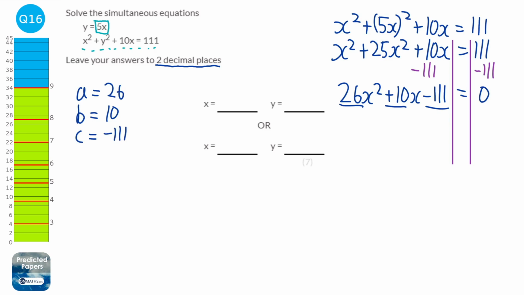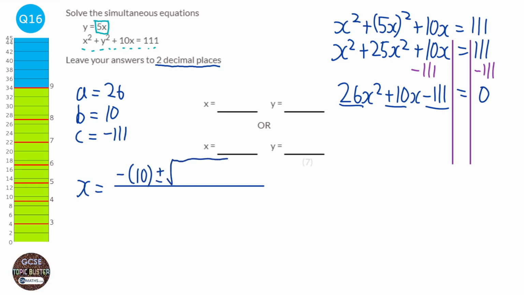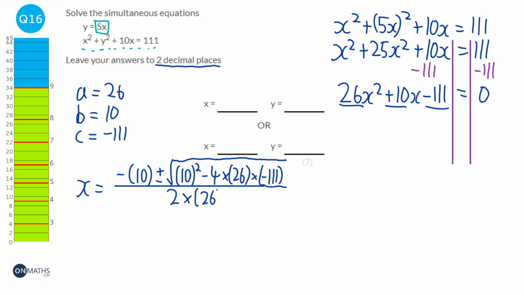So we're going to substitute those into the quadratic formula, which is x equals, and then we put our fraction in, and we've got minus b, and I always put them into brackets, plus minus, and you'll see why if you ever have negatives, so you can get in real problems when you have negatives. It doesn't take much longer to put them into brackets. Minus 4 times a, which is 26, times c, which is minus 111. And then all of that over 2 times a, which is 26.